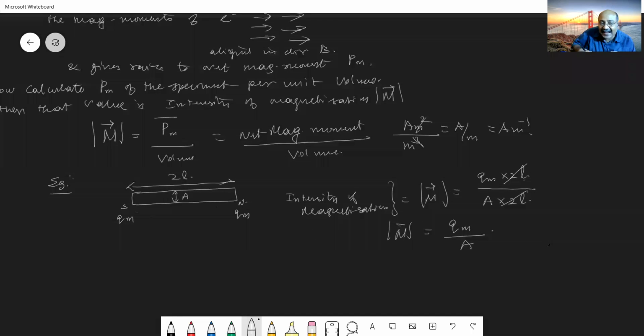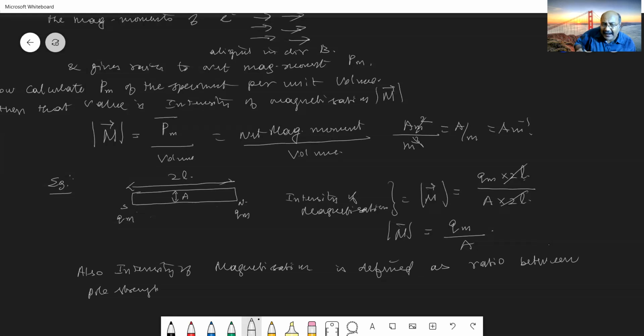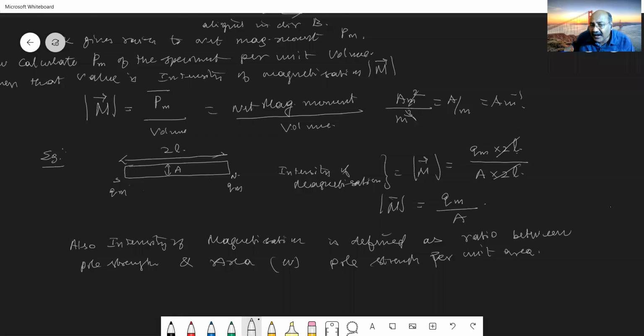So from this, I can say also that intensity of magnetization is defined, from this formula, as the ratio between pole strength and area, or pole strength of the magnet and the area of the magnet, or pole strength per unit area. So taking pole strength per unit area, what is its unit again?